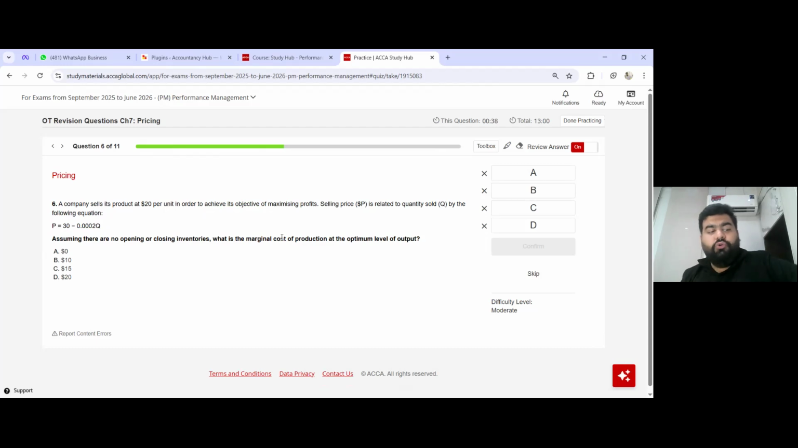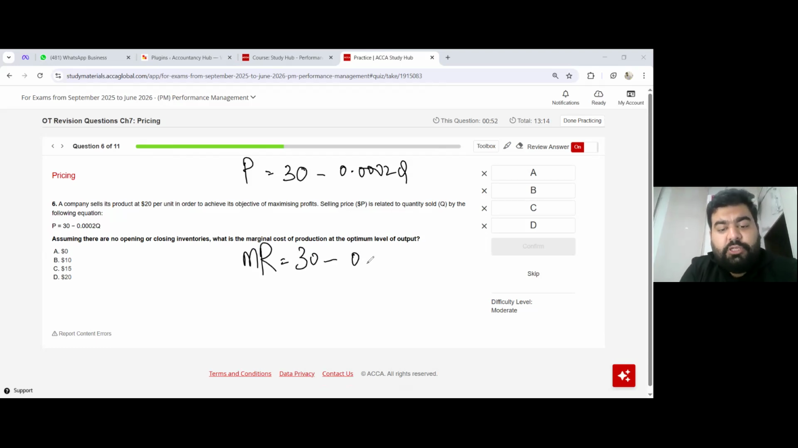You have got the relationship between price and quantity, 30 minus 0.0002 Q. And if you have studied the pricing concept, obviously the marginal revenue formula will be 30 minus 0.0004 Q. Why 4Q? Because the coefficient is multiplied by 2 in marginal revenue. Now you have set the price of 20. You are selling at the price of 20, so how much quantity will you sell?